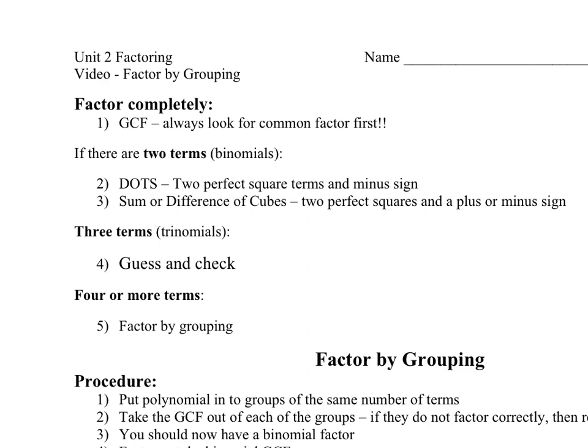All right, factor by grouping. Just as a quick recap of everything we've done, the factoring flowchart: we have GCF. When we are factoring completely, you should always look for GCF first. Then there are two binomials. Remember, it's either two perfect squares with a minus sign, or the sum and difference of two cubes.